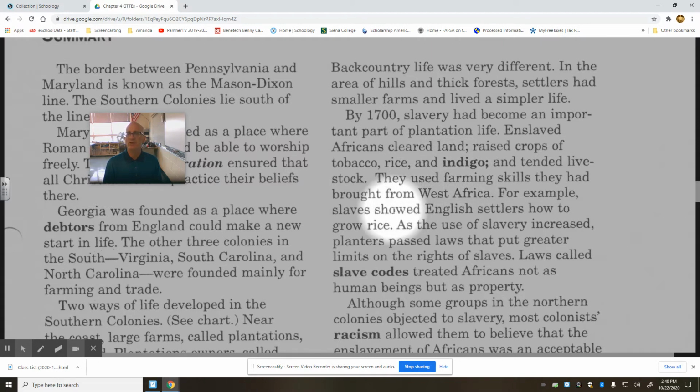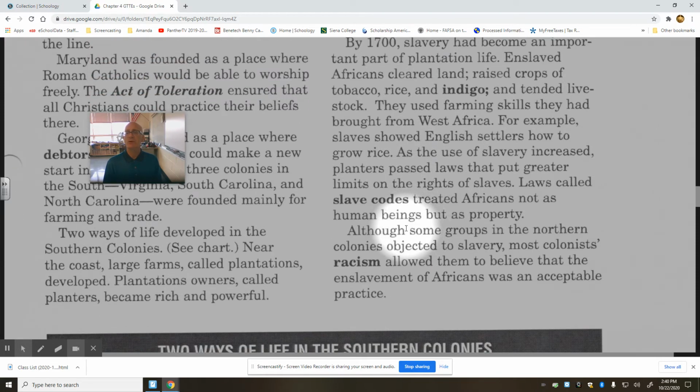For example, slaves showed English settlers how to grow rice. That was something that was brought to North America by African American slaves. As the use of slavery increased in the South, planters passed laws that put greater limits on the rights of slaves. Laws called slave codes treated Africans not as human beings, but as property. And although some groups in the northern colonies objected to slavery, most colonists' racism allowed them to believe that the enslavement of African Americans was an acceptable practice.